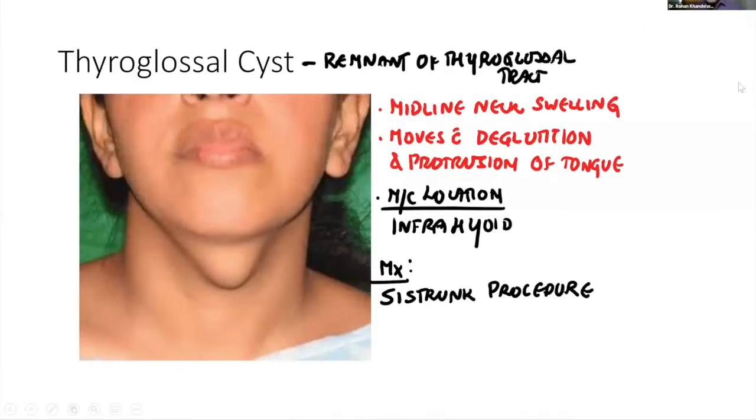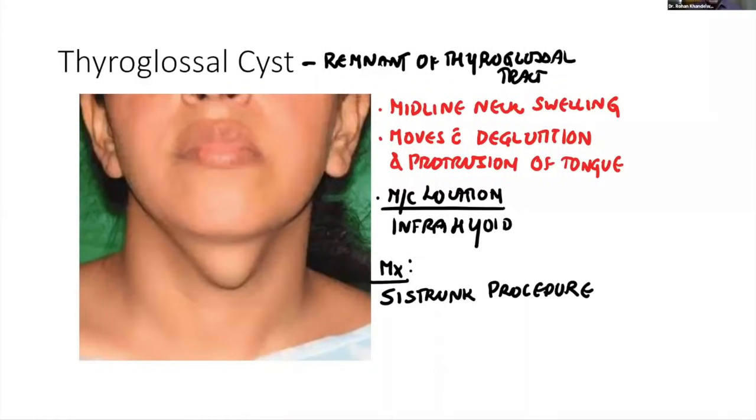A thyroglossal cyst is a remnant of the thyroglossal tract, and it usually presents as a midline neck swelling, right? Midline neck swelling. The characteristic feature of a thyroglossal cyst is that it will move both on deglutition and protrusion of the tongue. Because it is attached to the base of the tongue, even when protrusion of the tongue is done, this swelling is going to move. The most common location has been asked in your exam.